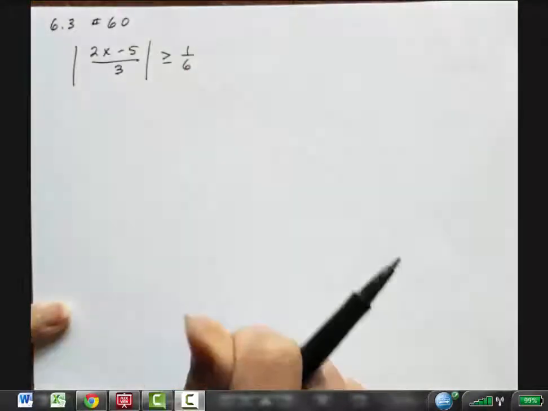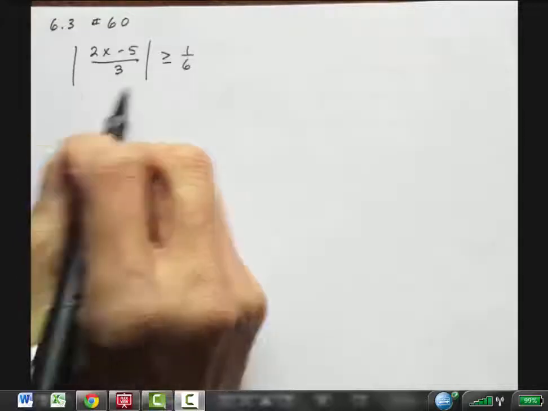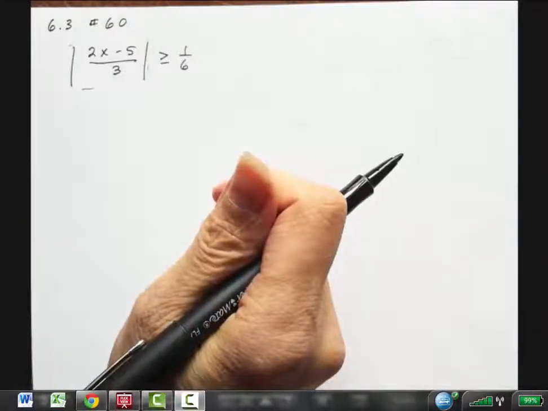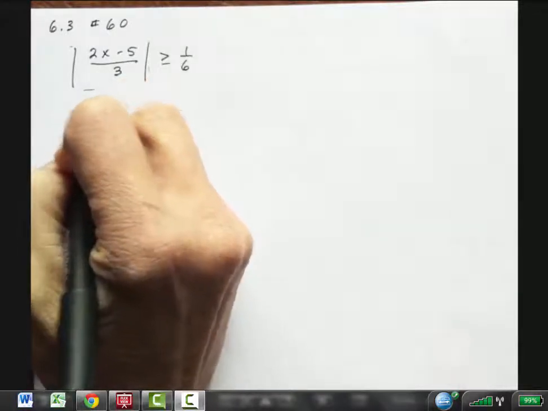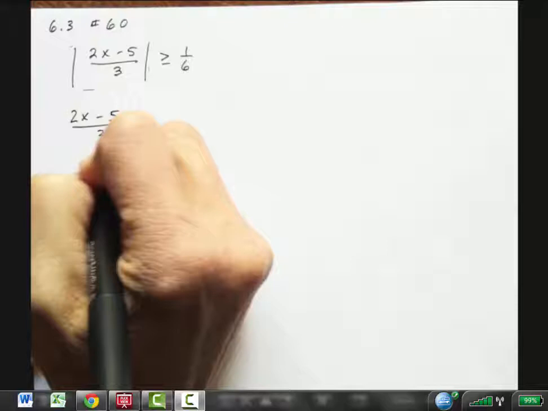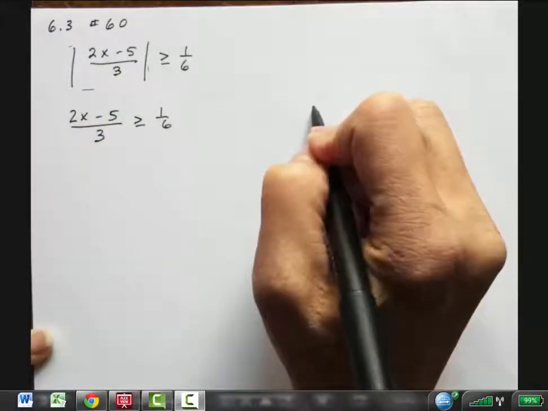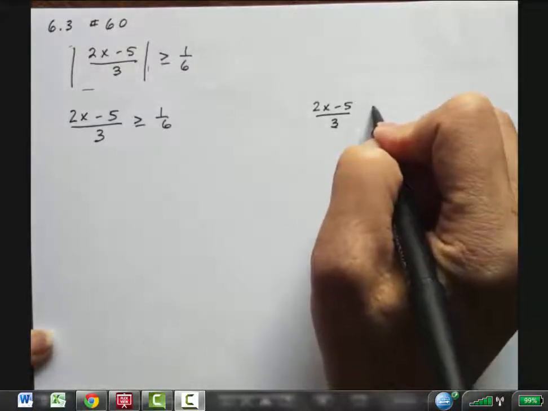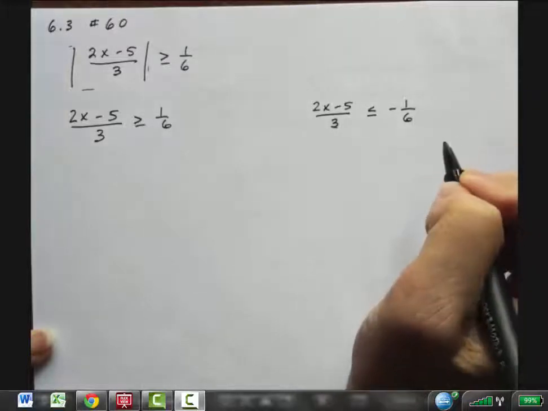The last problem I'm going to do in this section is number 60. Again, we're given an inequality with an absolute value. The absolute value is already by itself. So I'm going to write two inequalities without absolute value. The first inequality is going to be the same as what you see above. And the second inequality is going to be the same on the left, but on the right, I'm going to make it a less than or equal to sign, and it's going to be a negative 1/6.